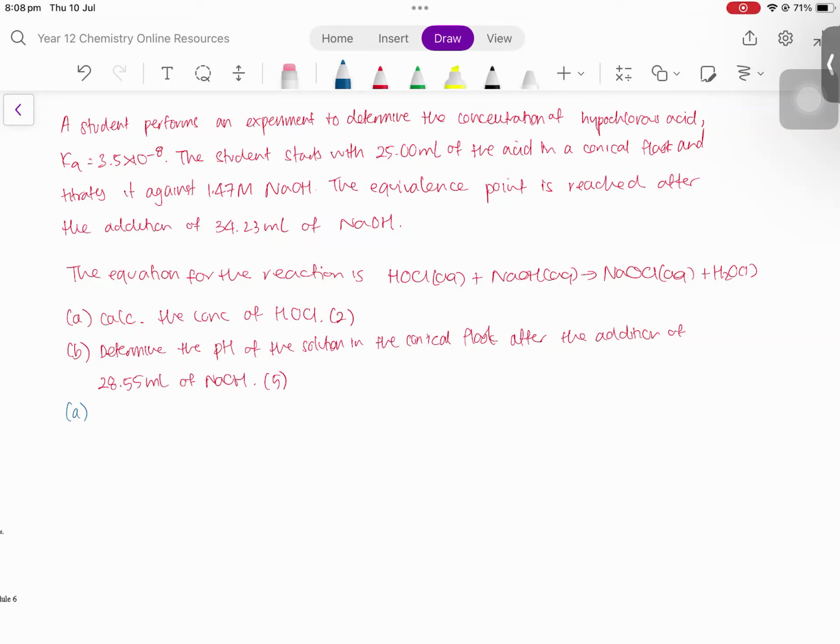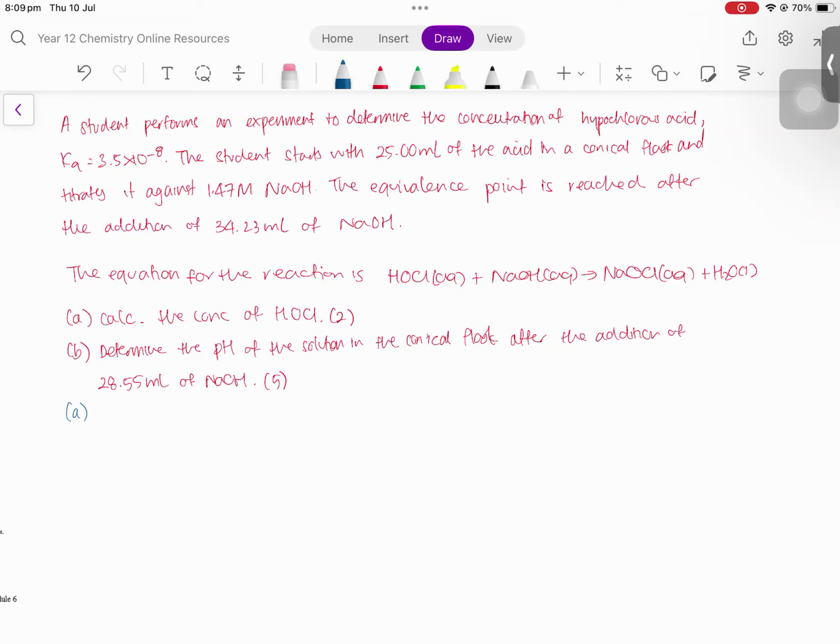The student starts with 25 mils of the acid in a conical flask and titrates it against 1.47 molar NaOH, sodium hydroxide. The equivalence point is reached after the addition of 34.23 mils of NaOH, and luckily for you, they've actually given you the equation. HOCl plus NaOH turns into NaOCl plus H2O.